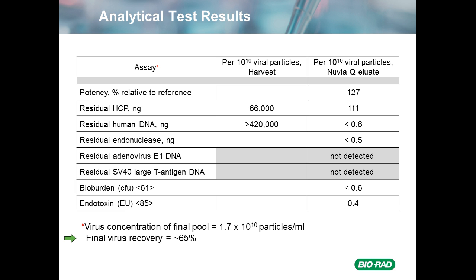Final virus recovery was about 65%, which again is quite good for a single step when you're dealing with things like viruses. And as I indicated before, the virus concentration of the final pool was about 2 times 10 to the 10th. Right? So if the final dose is about 10 to the 10th, you'd only need half a mil of this material without even any further concentration. Now obviously you have to do some manipulation to get this into its final formulation, but you certainly don't have to do much concentration, which again reduces the shear forces on the final product.